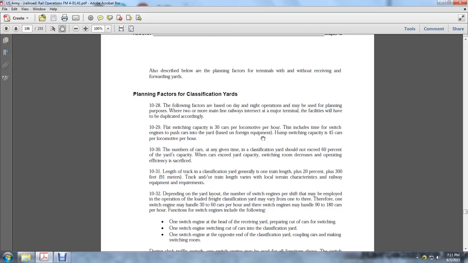The figures are based on foreign equipment. The hump switching capacity is 45 cars per locomotive per hour. The number of cars at any given time in the classification yard should not exceed 60% of the yard capacity, because exceeding it reduces the yard capacity and decreases the operating efficiency of switching.